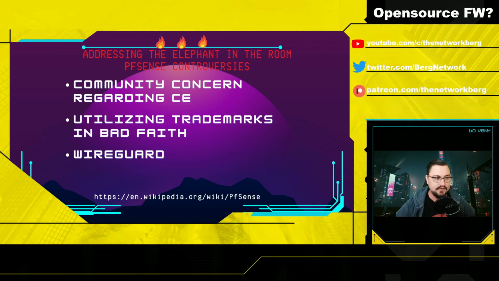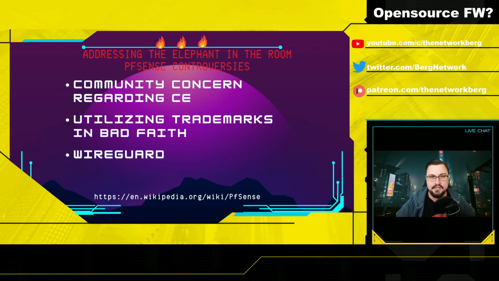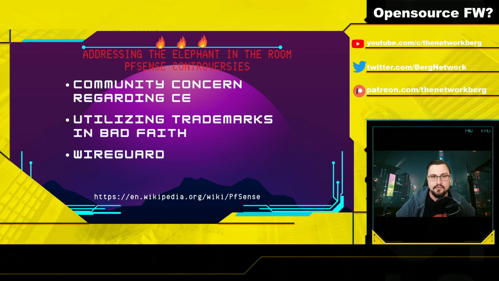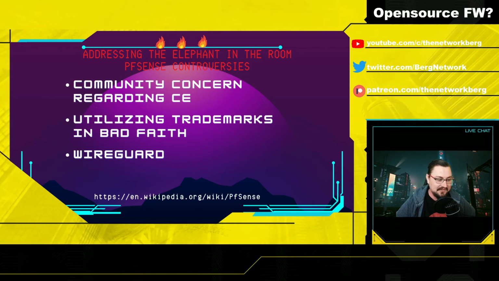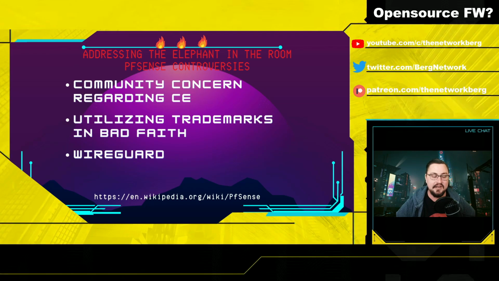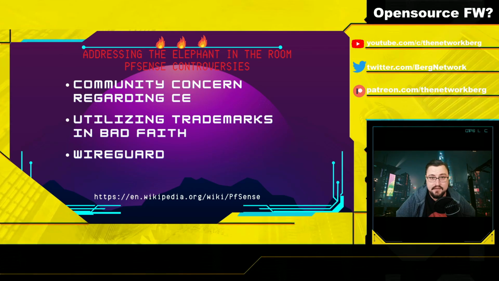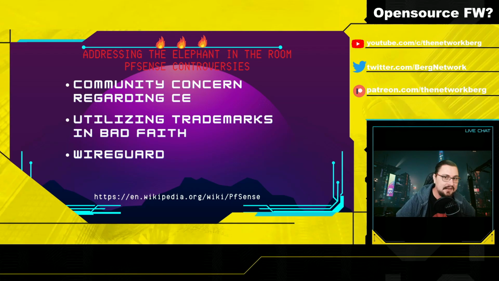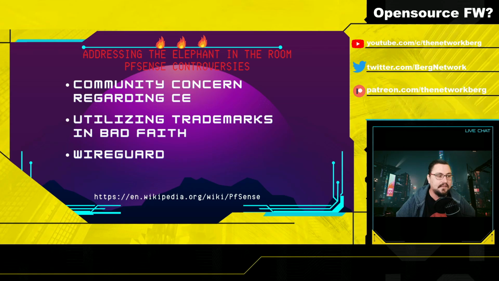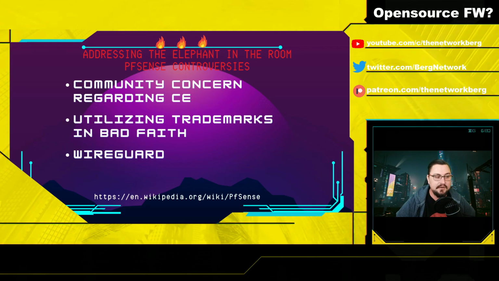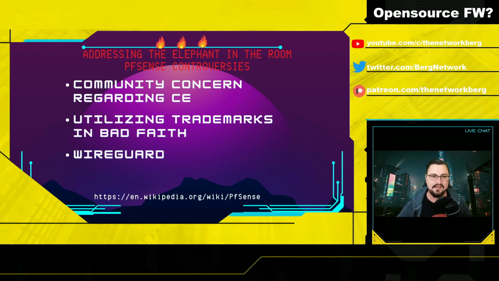Next bit is, and this was super scary to me, and I'm wondering how I can go about describing this without making any scenes, because I don't want people to get upset or harass any company or anybody. But if you look at the Wikipedia page that I listed, which is Pfsense Wikipedia, this is how Wikipedia sees Pfsense. They were utilizing trademarks in bad faith. Now, what does that mean?